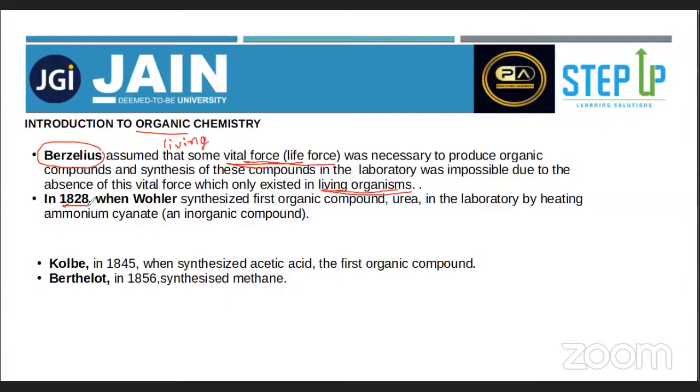But in 1828, the scientist Wöhler showed that an organic compound can be synthesized in the laboratory, and he synthesized urea by taking ammonium cyanate. The formula for ammonium cyanate is NH4CNO. When he heated this, we got urea, which is NH2CONH2.